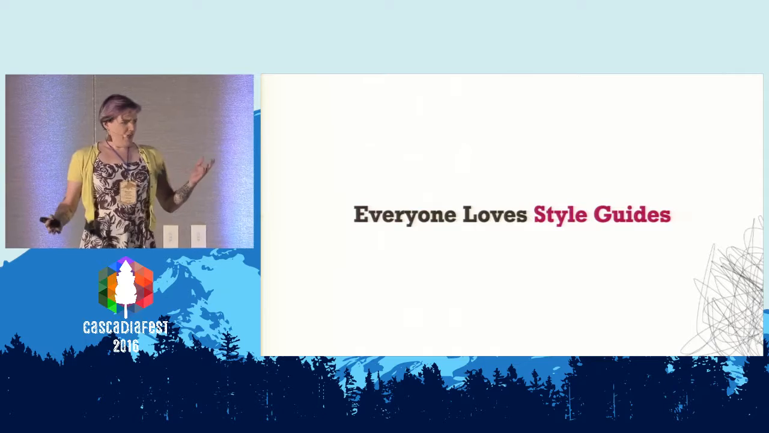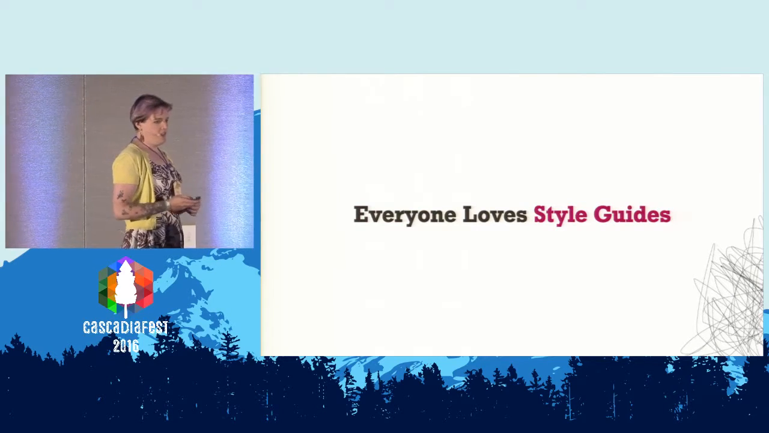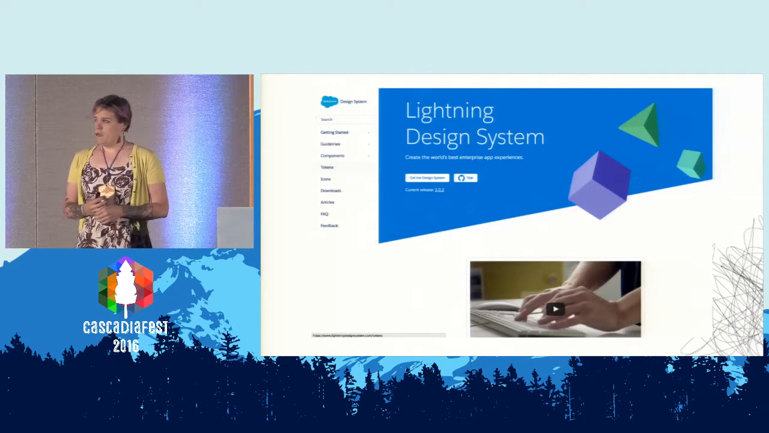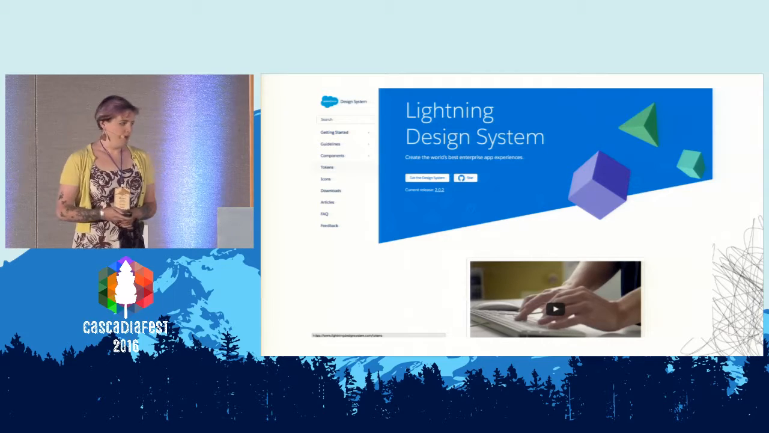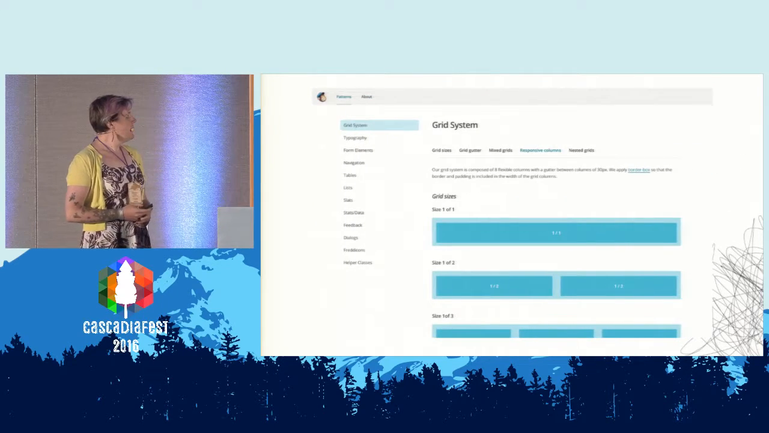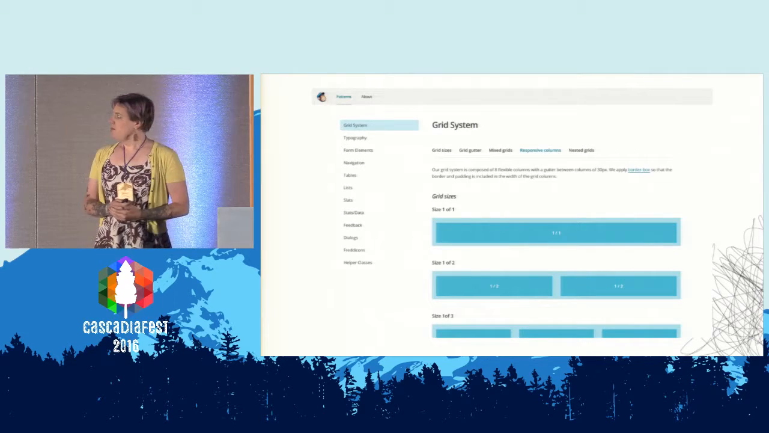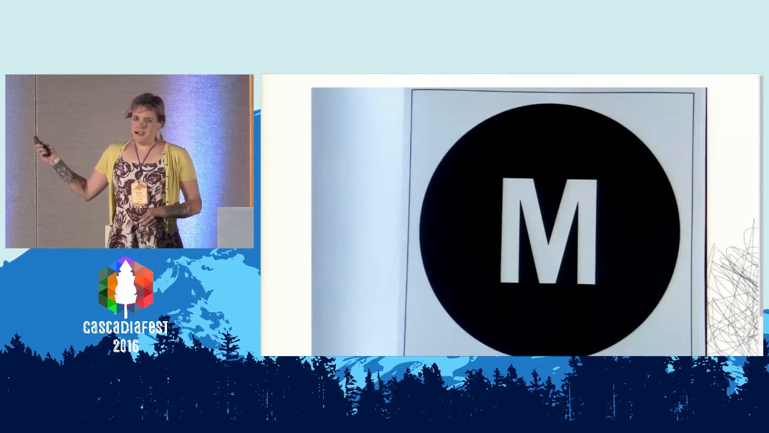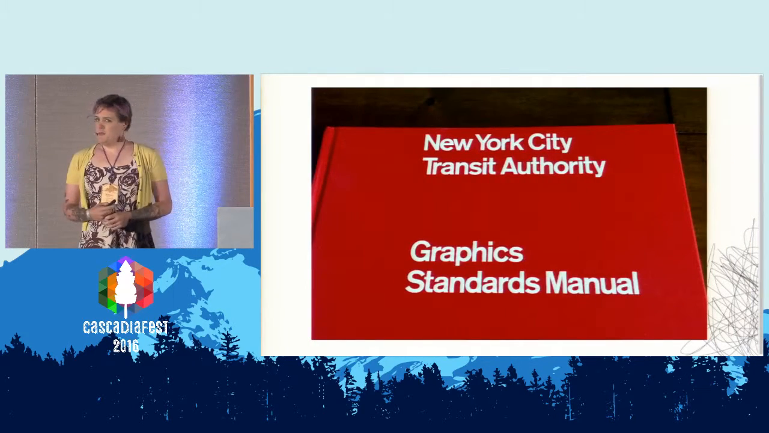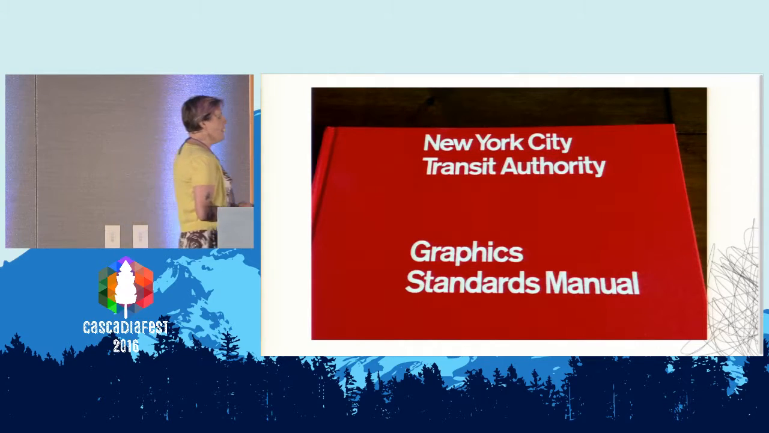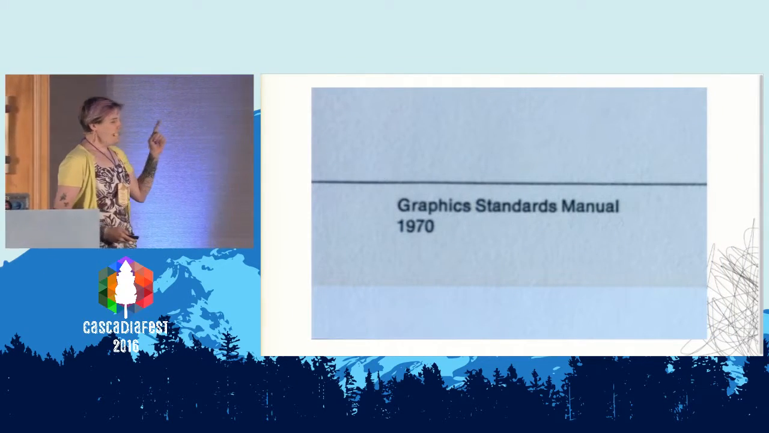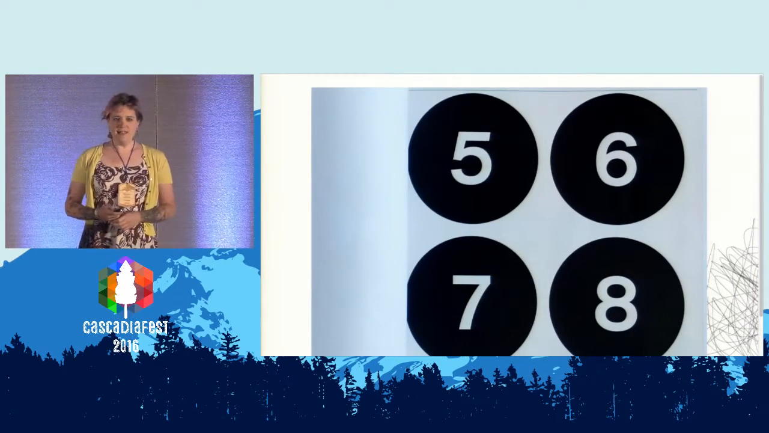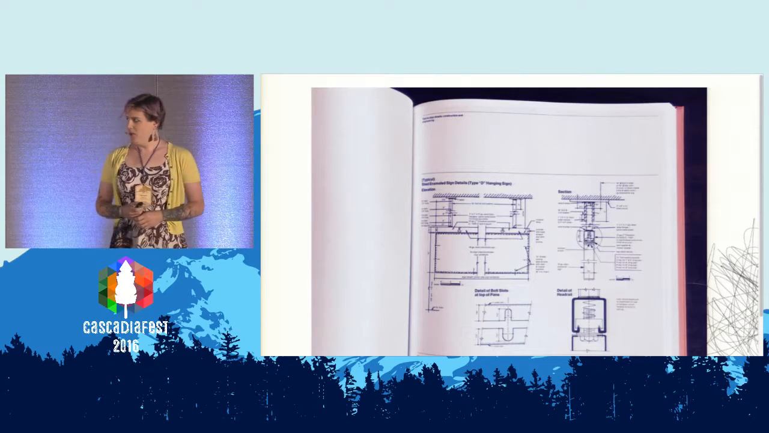I'm going to talk about style guides, kind of. Everybody loves style guides. They're the hip new thing. You've got the Lightning Design System from Salesforce. That's very popular. It's a well-done system. Here's a grid system from the MailChimp style guide. There's color guides. There's this letter M, which comes from the New York City Transit Authority Graphic Standards Manual, which was released in 1970. It also has the letter N, the numbers 5 through 8, and this page, which is what I want to talk about.